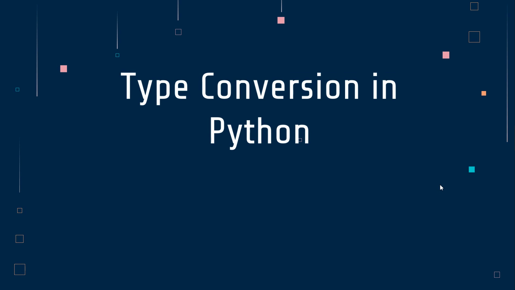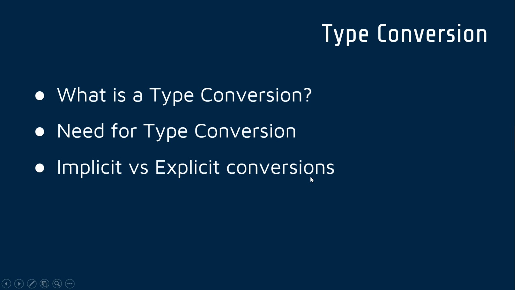Hello everyone. In this video we will look at what type conversion in Python is. Type conversion is, as the name suggests, converting one data type into another. For example, if we want to convert a variable which is of integer data type into float, that would be type conversion.